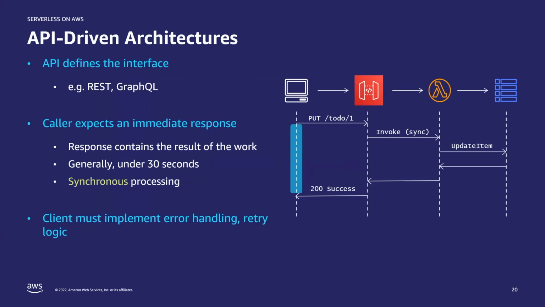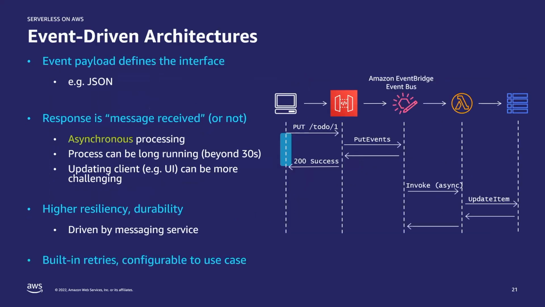When the API is called, the caller should expect an immediate response, still event-driven because the call is an event. And then the client must implement error handling and retry logic, right? Because how many times does it need to retry if the API doesn't respond? And then event-driven, a pure event-driven architecture, the payload defines the interface. So message received or not.